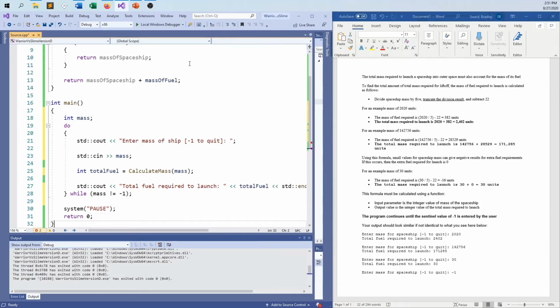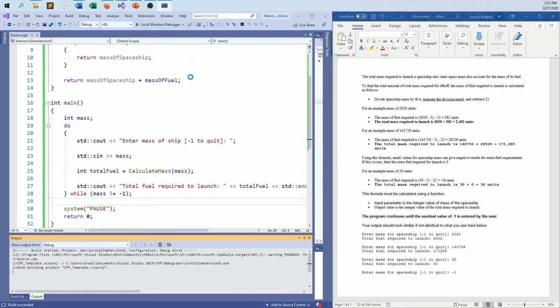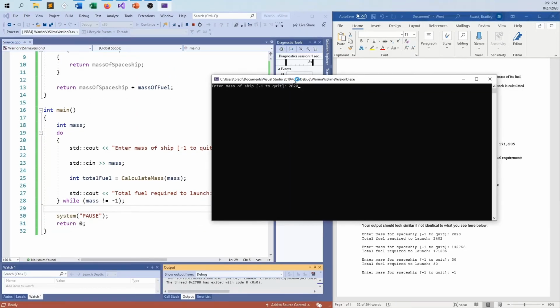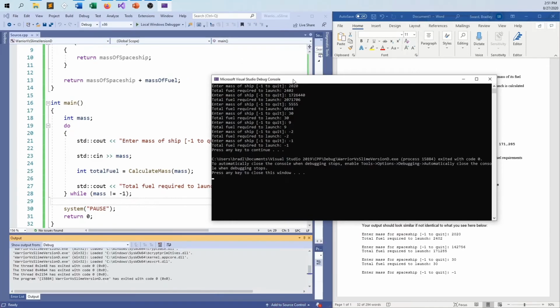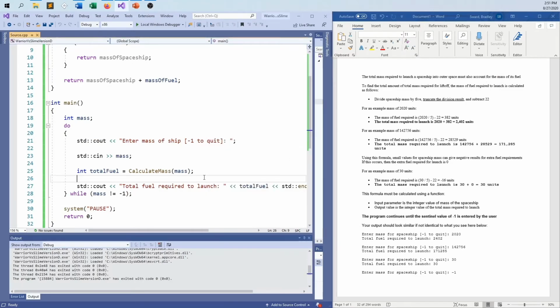So let's try this the way we talked about it here. I do 2020, and there we go, 2402, and I do 172,000, whatever. I'm not going to do the whole thing. I'm just going to put numbers in, put my 30 in, 30 comes out 9, negative 2, whatever. But negative 1 quits the program, but the last final little step is, if I put a minus 1 in, I probably should not go ahead and print out a minus 1. It's just because I'm trying to quit immediately.